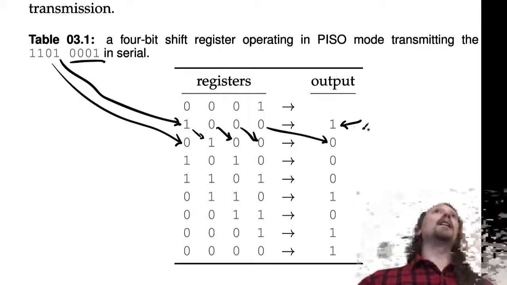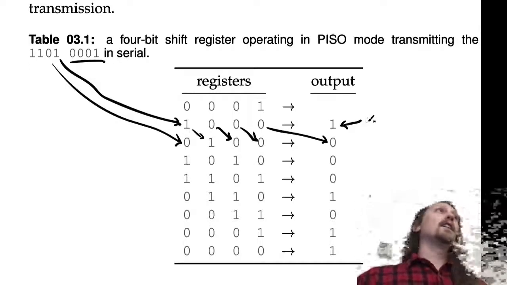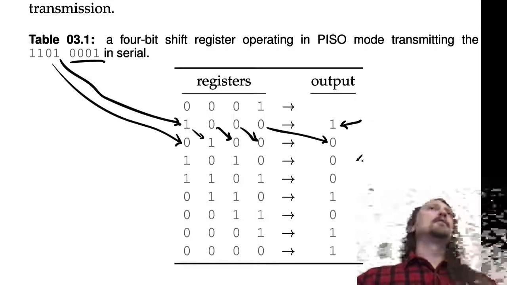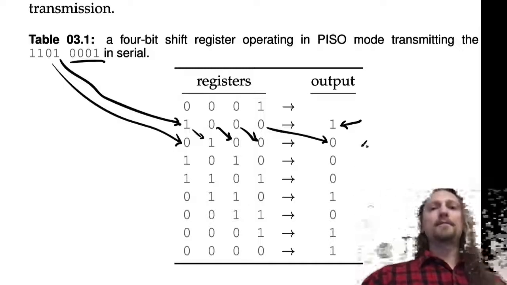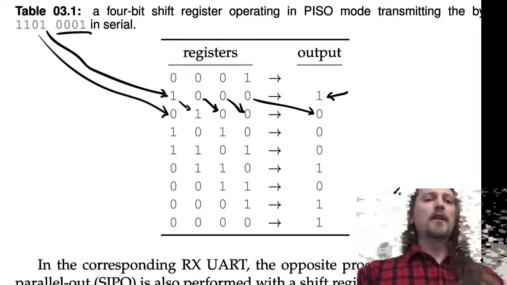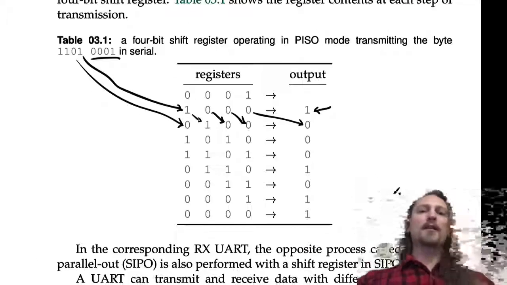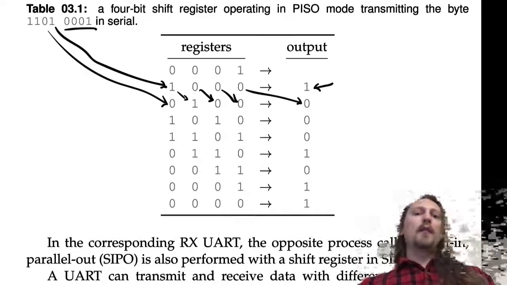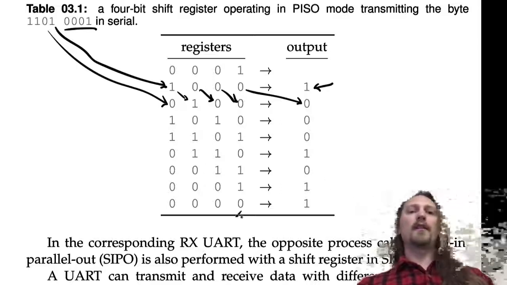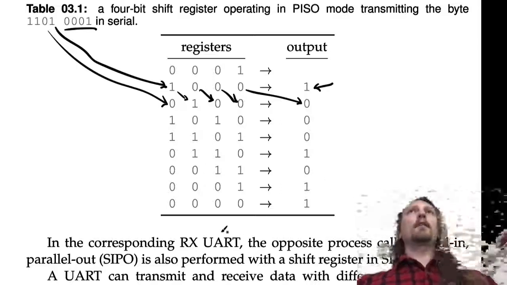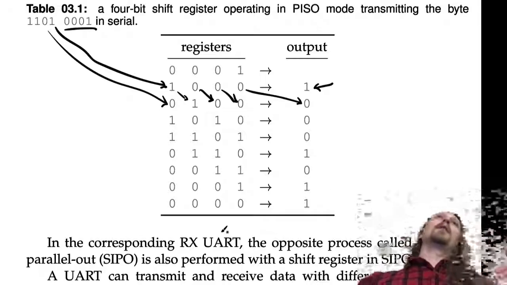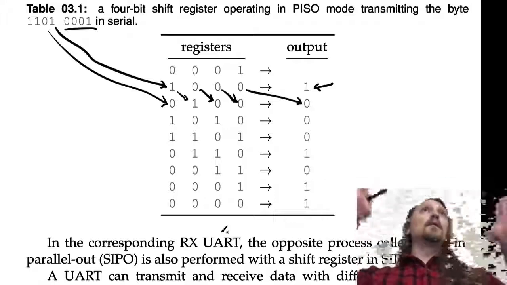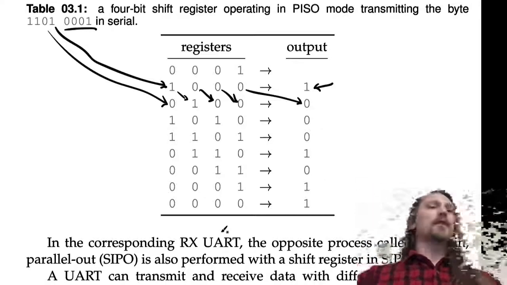But it came out one at a time, right? That's kind of the key idea here, is that they go in multiple at a time, but they go out one at a time, which is the serial bit. So in the corresponding receiver UART, the opposite process, called serial in, parallel out, is also performed with the shift register in SIPO mode. So in this case, you go the opposite way, where you have one come in, another one come in, another one come in, and what gets read is the full 4 or 8 or whatever your shift register size is.